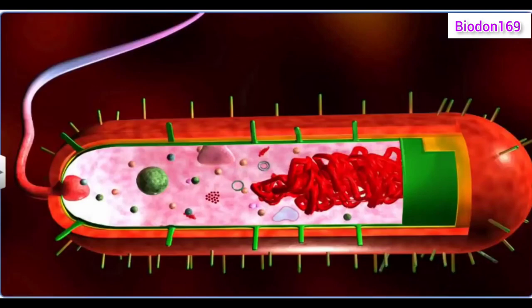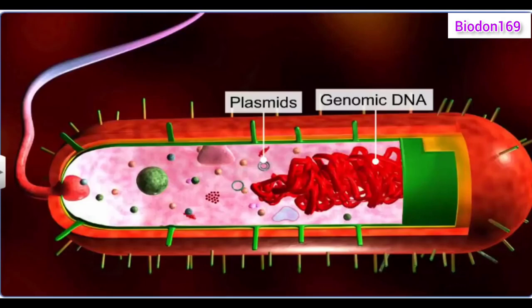While pili and fimbria are present outside the cell envelope, the inside is filled with cytoplasm that hosts the genomic DNA, a single chromosome made up of circular DNA. Many prokaryotes also have small circular DNA called plasmids outside their genomic DNA, which confer unique phenotypic characteristics such as resistance to antibiotics.